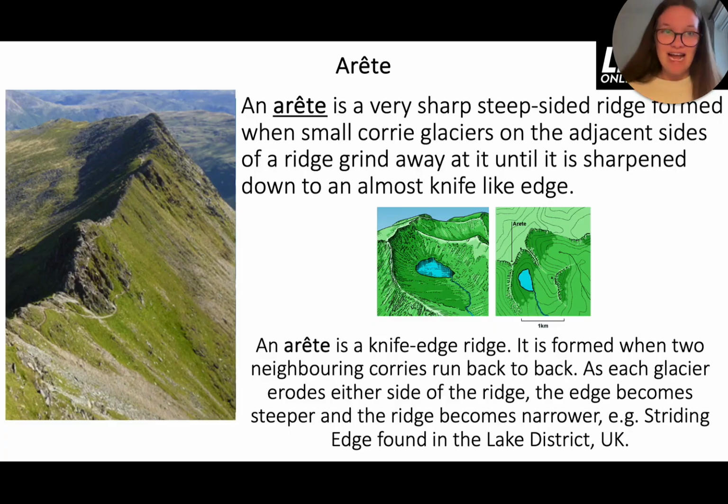So this is an arête. We've done it in this particular order for a very particular reason. An arête is a very sharp, steep-sided ridge formed when two corrie glaciers form back to back and grind each other away until it's sharpened to almost a knife edge. An arête is a knife-edge ridge. It forms when two neighbouring corries run back to back. Each glacier erodes either side of the ridge, and the ridge becomes steeper and steeper and narrower and narrower.